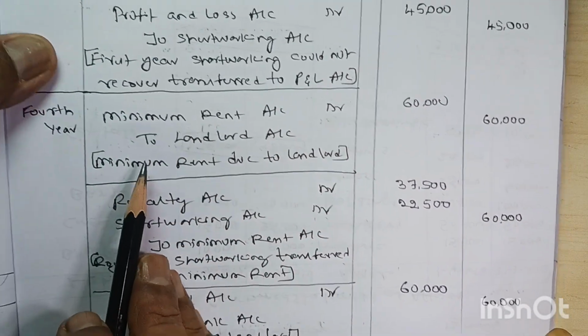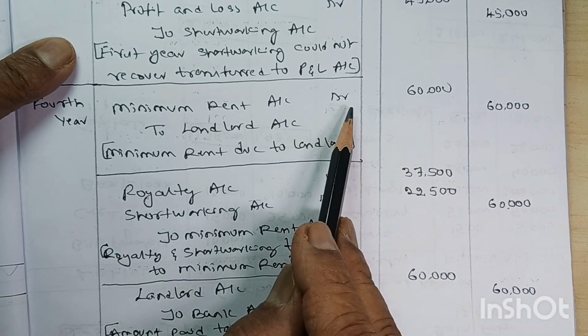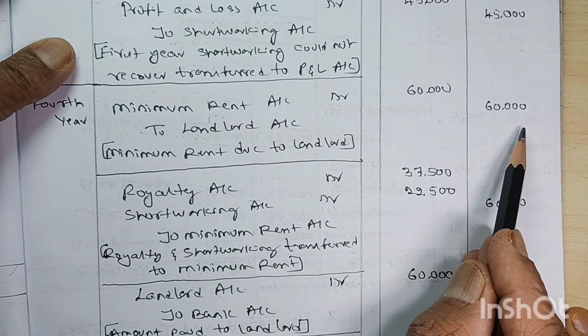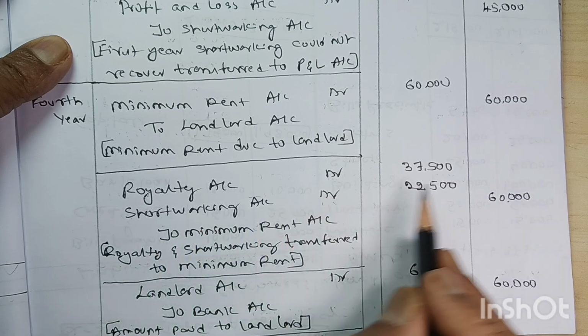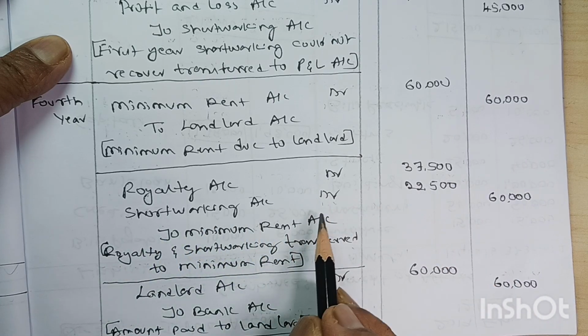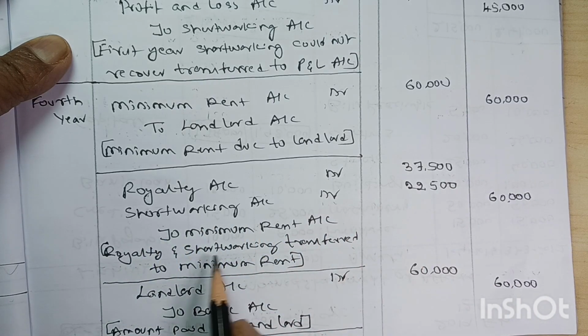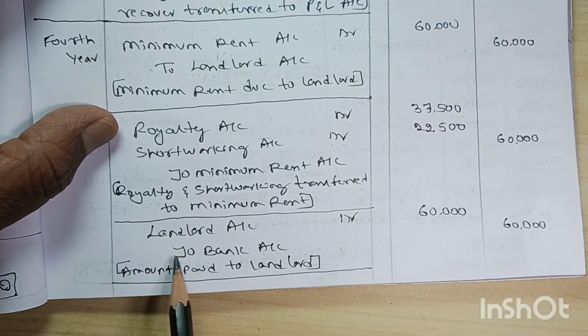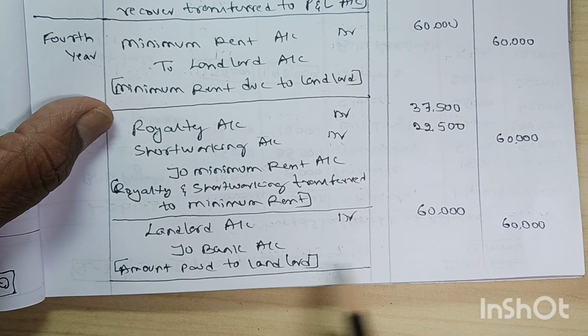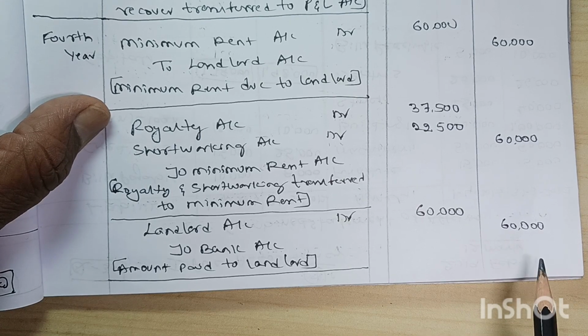Then fourth year, minimum rent account debtor to landlord account 60,000, 60,000. Royalty account debtor 37,500, short working account debtor 22,500 to minimum rent account 60,000. Then as usual, landlord account debtor to bank account, you have to pay 60,000, 60,000.